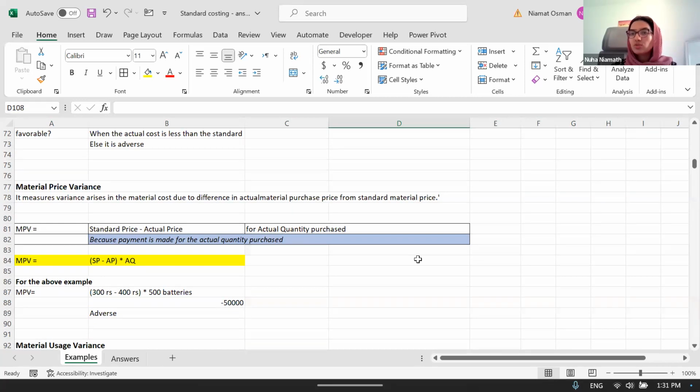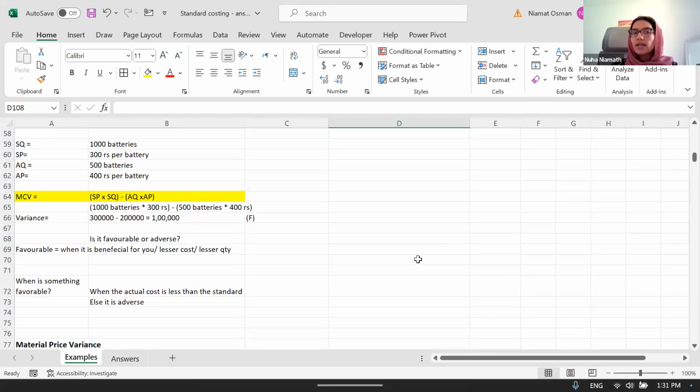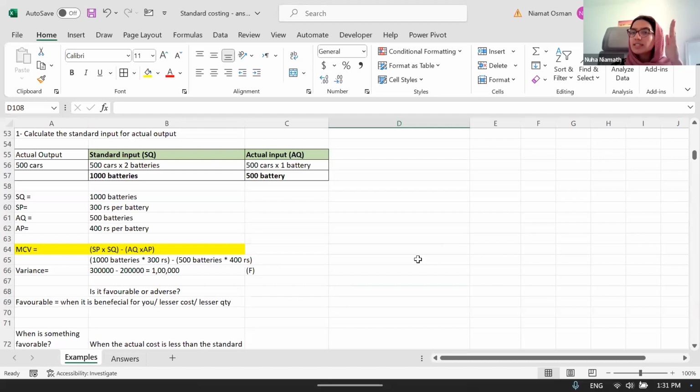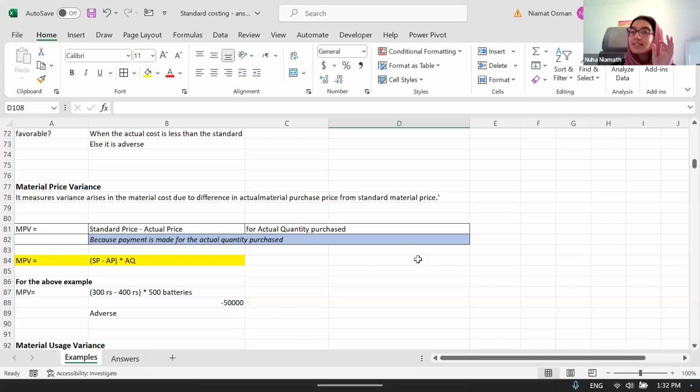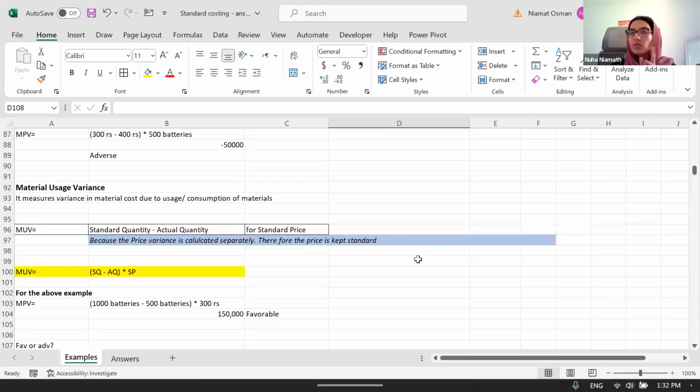So this concept has to be very clear: our total cost variance is standard minus actual. Our price variance is the standard price minus actual price for actual quantity, the actual that we are using. And our usage variance will always be our standard quantity minus actual quantity for the standard price, not the actual price, because price variance is calculated separately. Is this clear, everybody, so far?